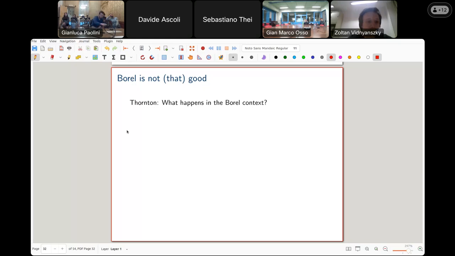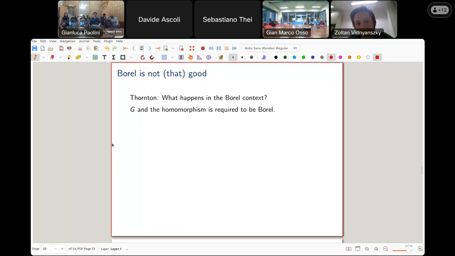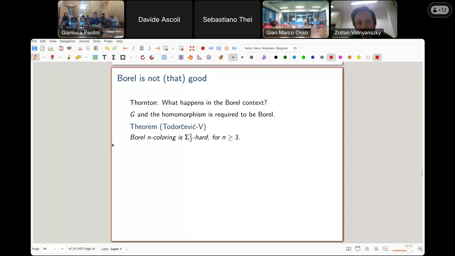Any other questions? Okay, so let me go back to the Borel context. Riley Thornton, Andrew Marks's student, started to work in this generality. I'll be quick here, and you don't lose anything if you don't understand this. In the Borel context, the homomorphism, the graph and the structure are required to be Borel. What we showed with Stevo is that in Borel, n-coloring is Sigma^1_2-hard, whatever that means, if n is at least 3, and it was also known that Borel 2-coloring is easy.